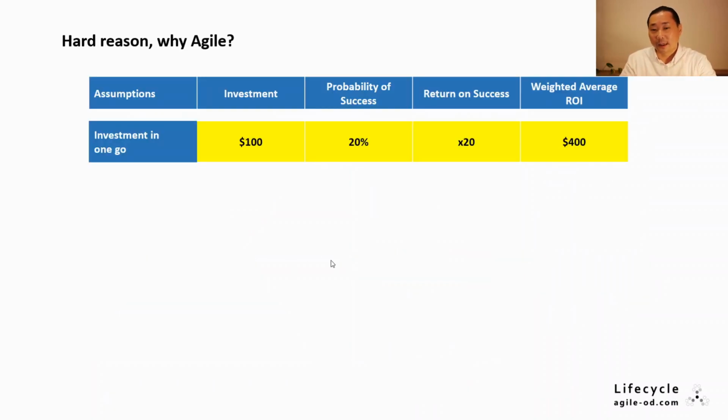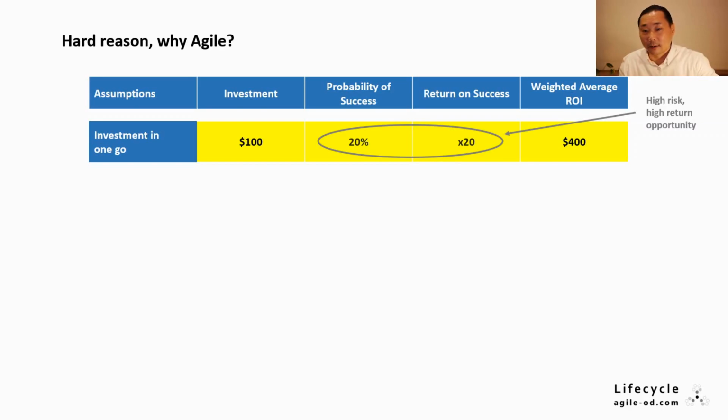Nonetheless, enterprises still have to make money. So let's look at the economic case of Agile. Let's take this example of a hypothetical high-risk, high-return project. The probability of success is relatively low at only 20%, but expected return on investment is high at 20 times. Actually, it's not a bad investment opportunity.